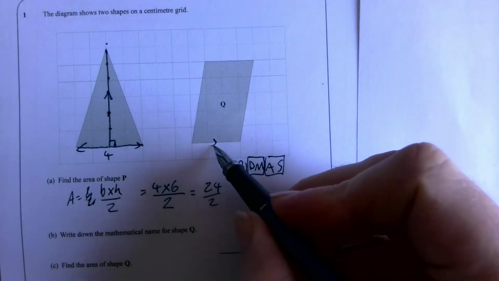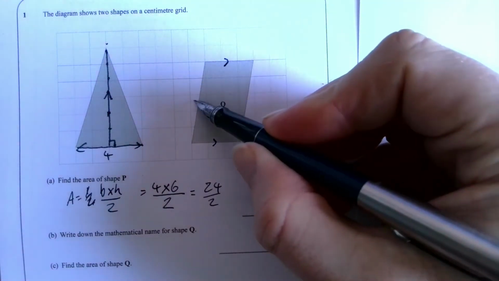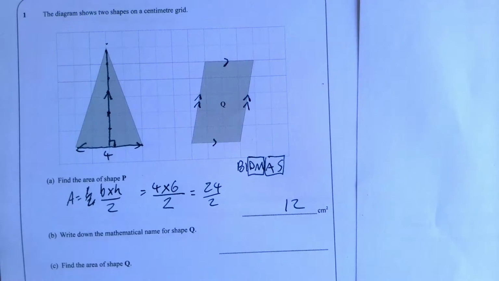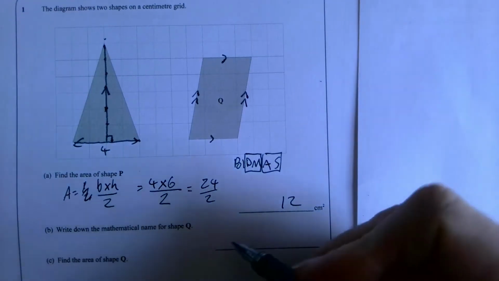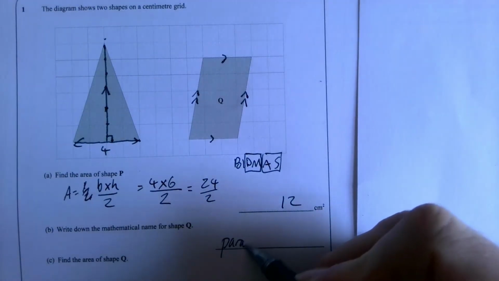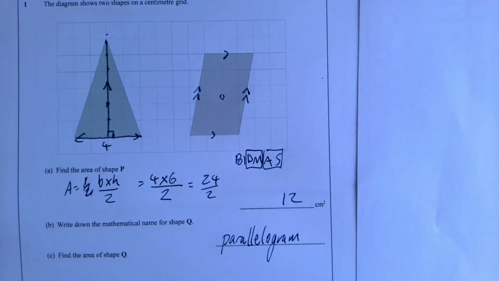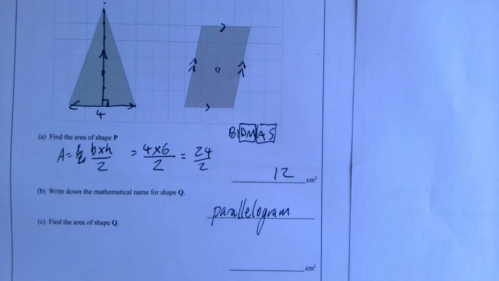Write down the mathematical name for shape Q. Well, this has got no right angles, but it's got 2 pairs of equal parallel sides. So that is why it's called a parallelogram. Now, if you misspelt it a little bit, you wouldn't lose the mark. There'd be 1 mark for it. As long as you wrote something that looked somewhere close to it, they would give you the mark.